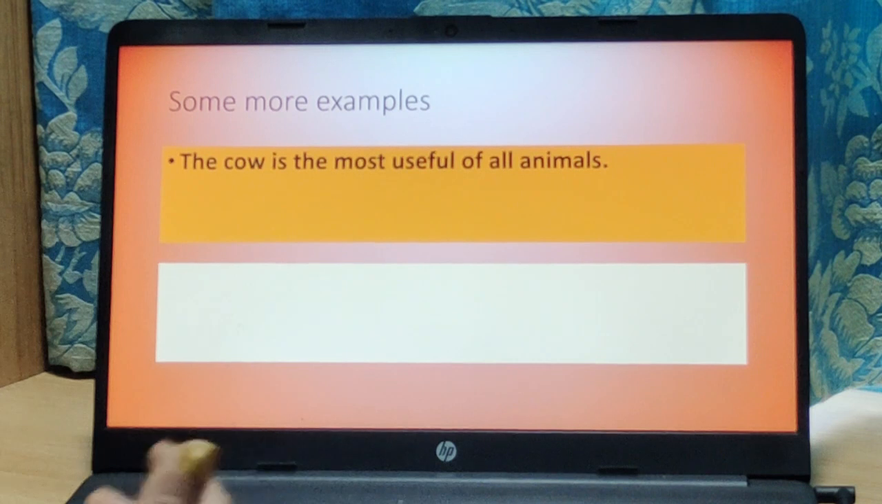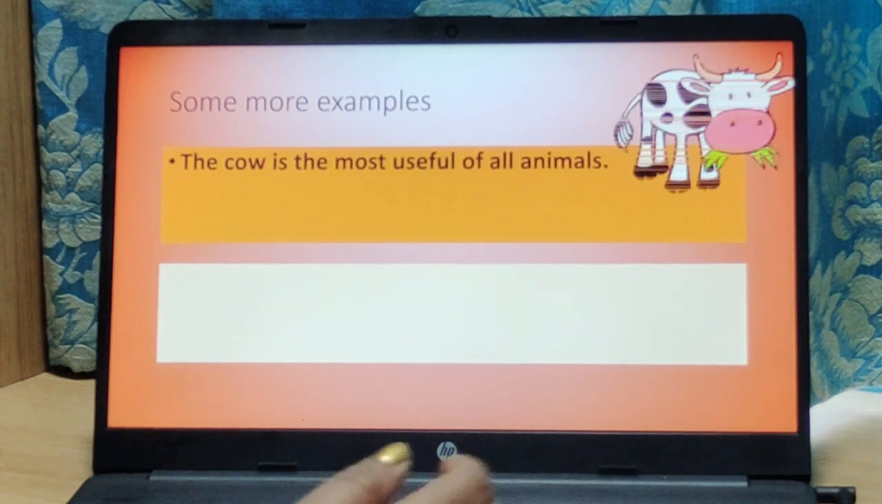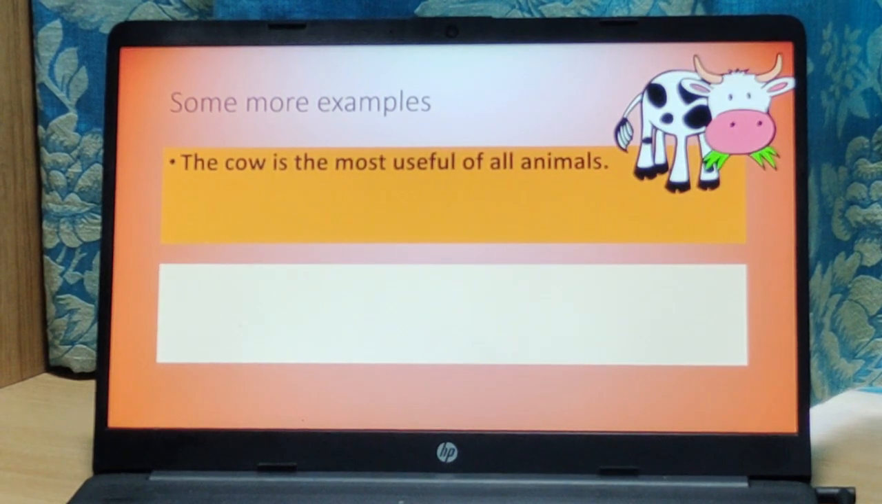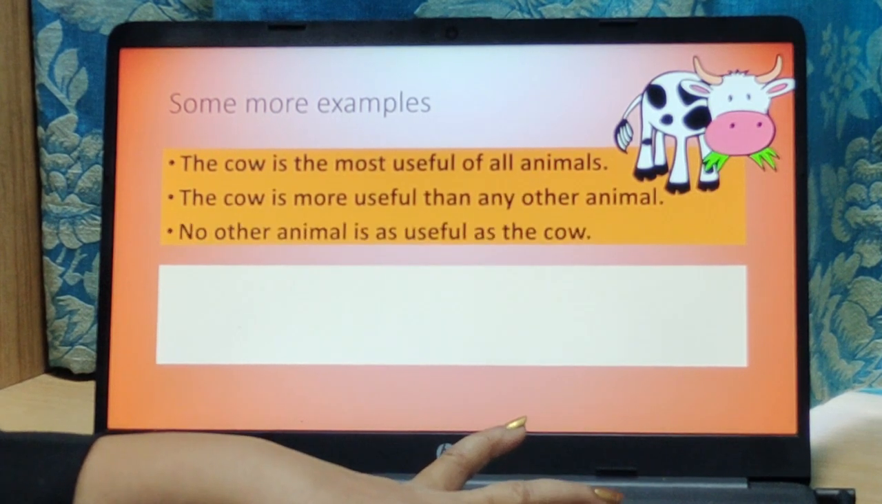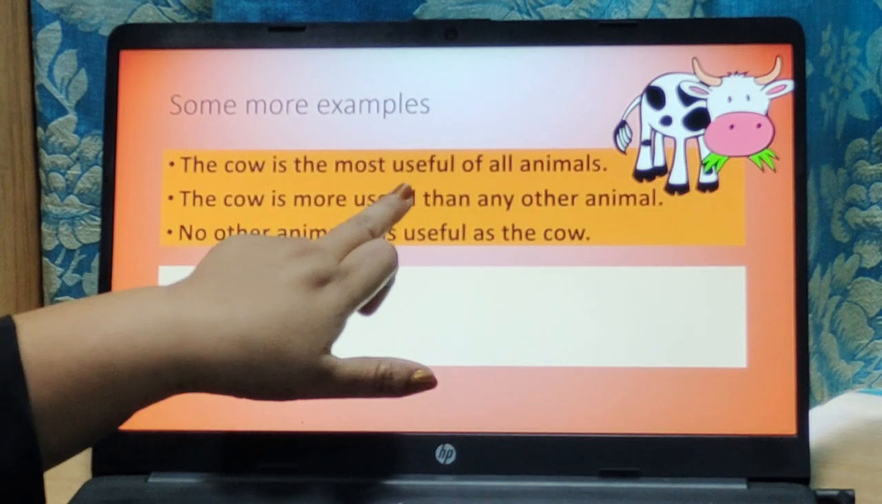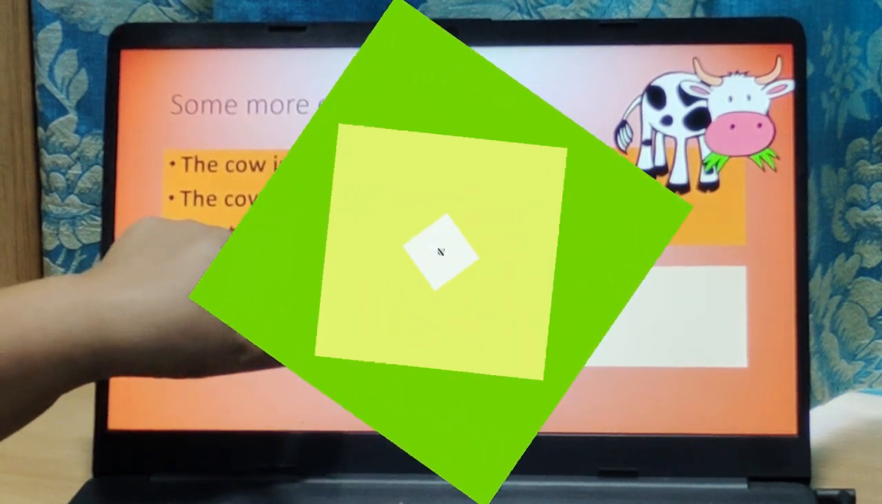Let us now try and use some more examples. Like, the cow is the most useful of all animals. One thing we need to remember is that here it is most useful. I am talking about the word most.